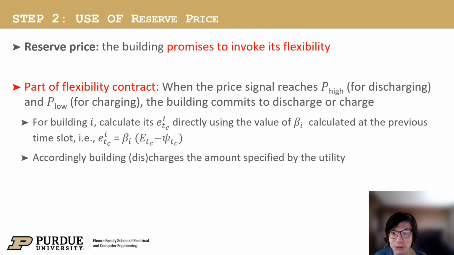The algorithm mentioned will work if all buildings respond adequately to the price signals. However, since we allow the buildings to make their own decisions, it may occur that some buildings do not respond adequately. Reserve price now kicks in. Specifically, when the utility updates the price of each building in the distributed algorithm, some buildings will typically hit the reserve price earlier than others. Once they reach the reserve price, the utility can directly calculate their energy consumption, the value of which is shown here. Accordingly, buildings have to charge or discharge the amount of energy specified.